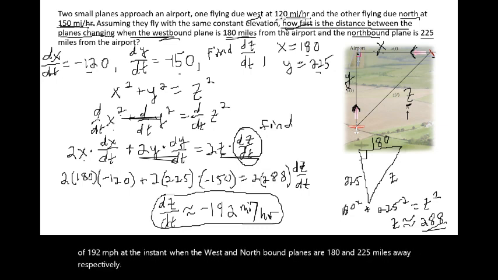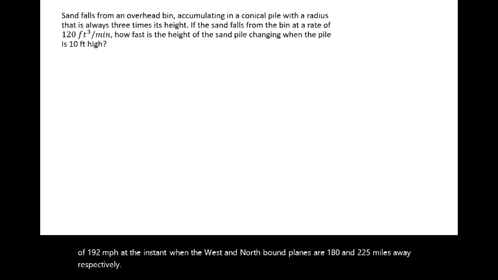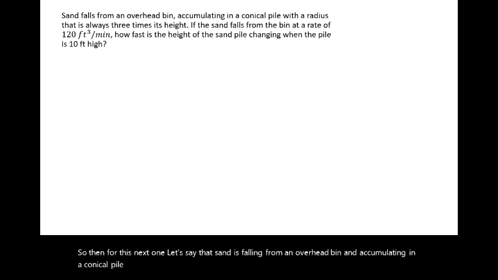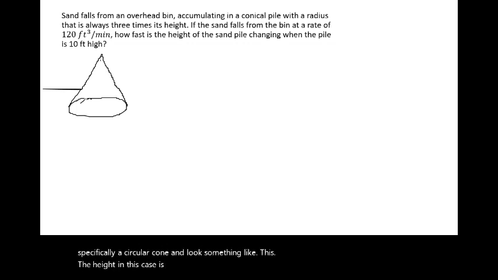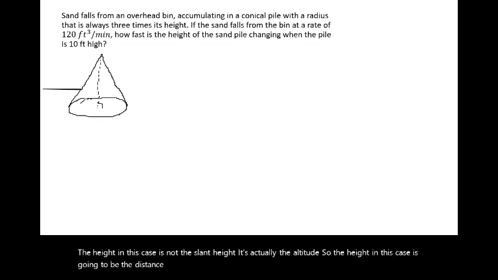So then for this next one, let's say that sand is falling from an overhead bin and accumulating in a conical pile with a radius that is always 3 times its height. Conical means it's forming a cone, specifically a circular cone, and looks something like this. The height in this case is not the slant height, it's actually the altitude. So the height is the distance between the top of the cone and the base, which I'm going to represent as h.